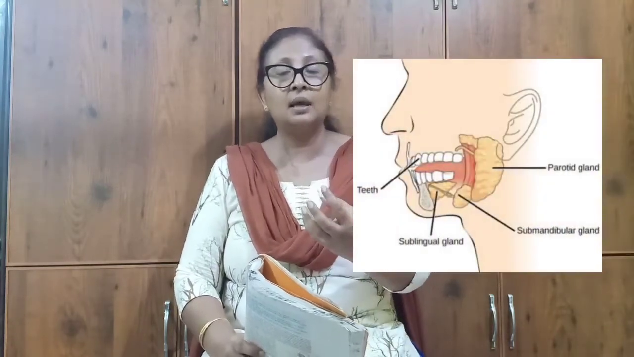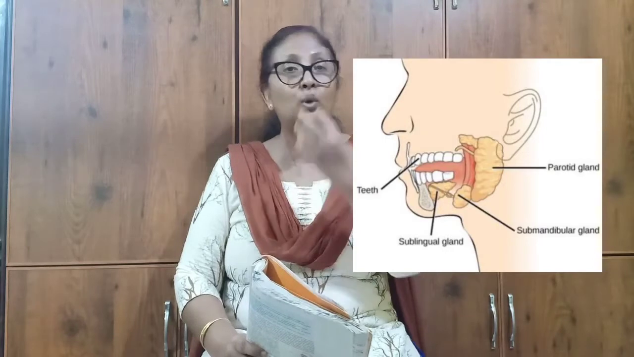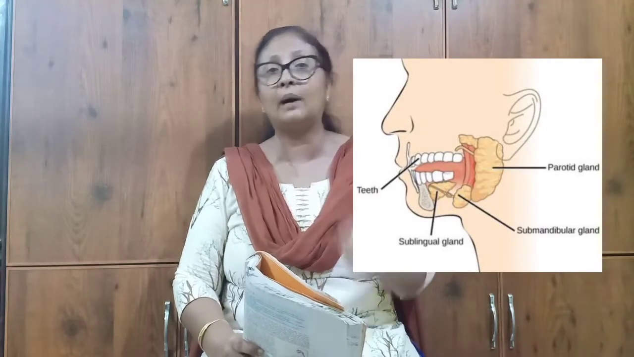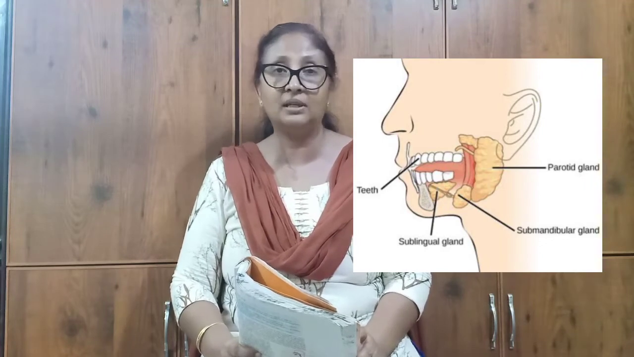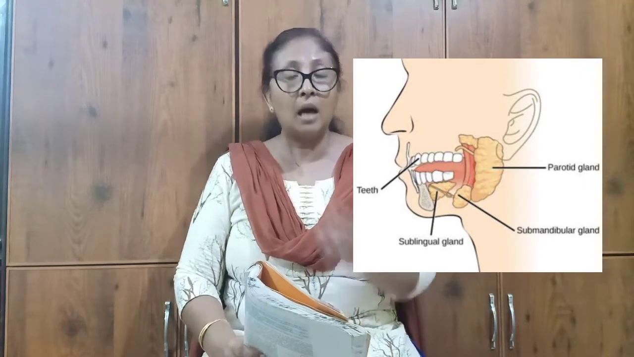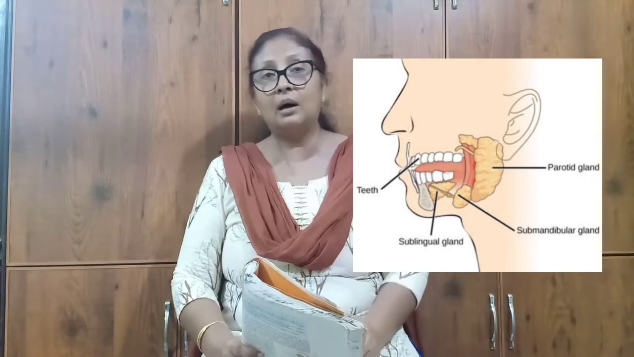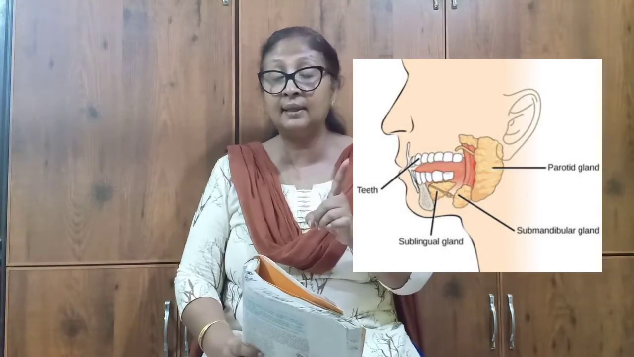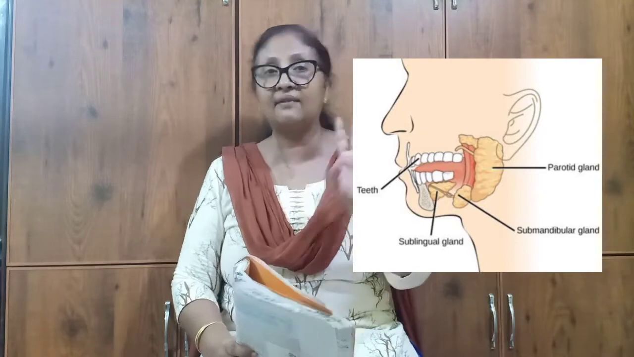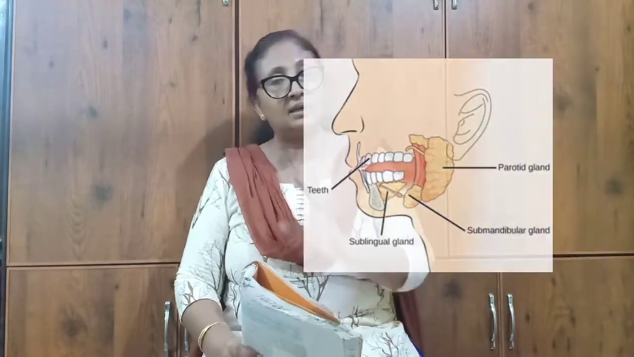First, the mouth. Food is ingested through the mouth or taken in through the mouth. Mouth is otherwise known as buccal cavity. Now, when we focus on the mouth, we need to discuss the role of teeth, tongue and salivary glands. First of all, teeth.